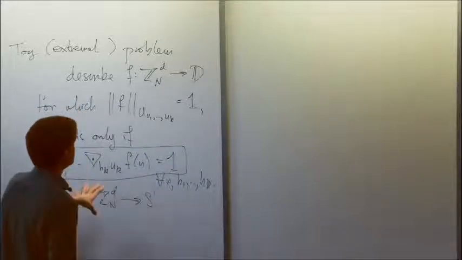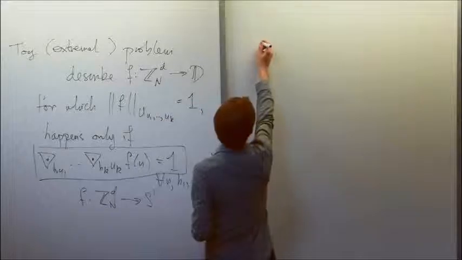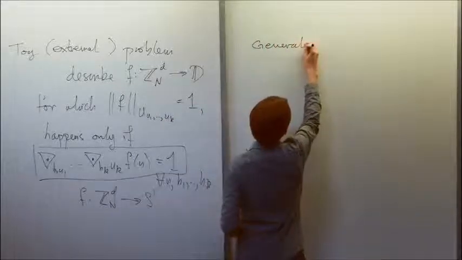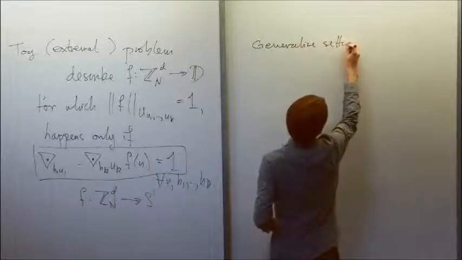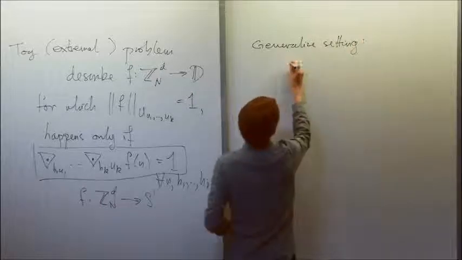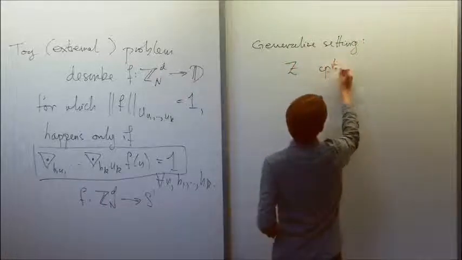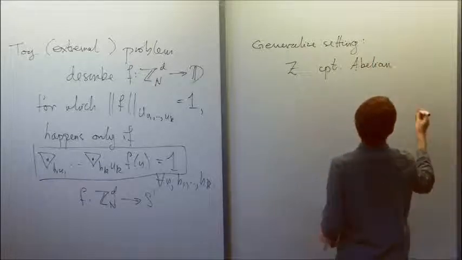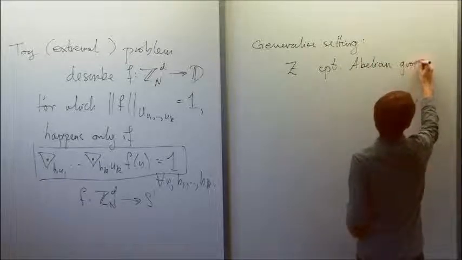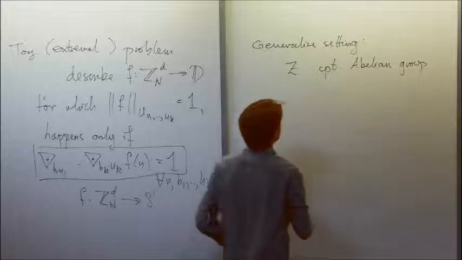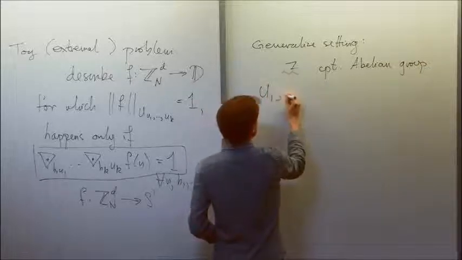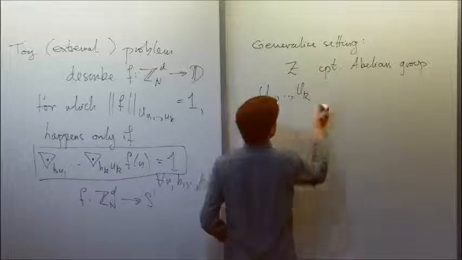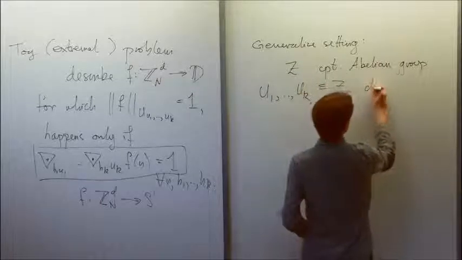Okay, so I want to generalize the setting just a little bit. And again, I'll tell you why in a moment. I want to work on an arbitrary compact abelian group. So you can think of a finite abelian group like Z mod n to the D, or you can think of a d-dimensional torus, or an infinite dimensional torus, as you like. And I'm going to imagine that I have a collection of closed subgroups, U1 up to UK.